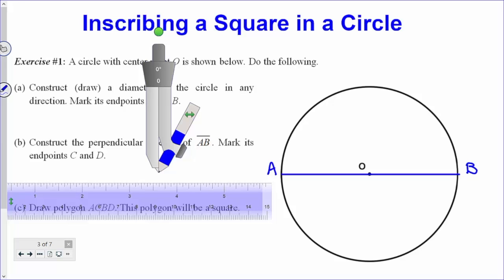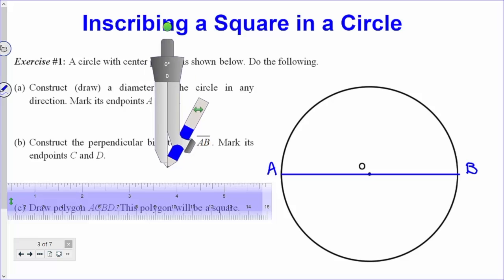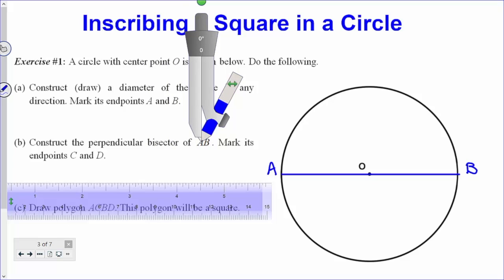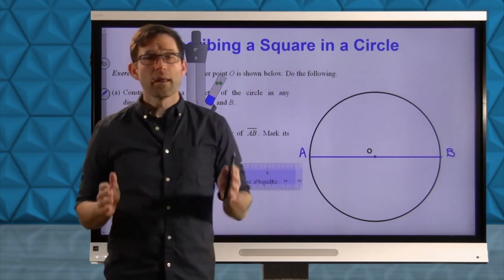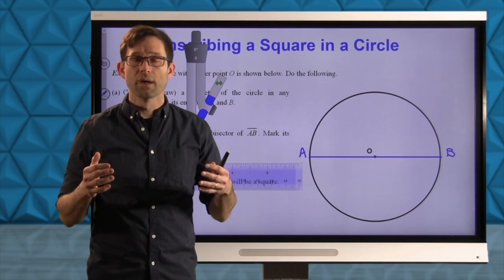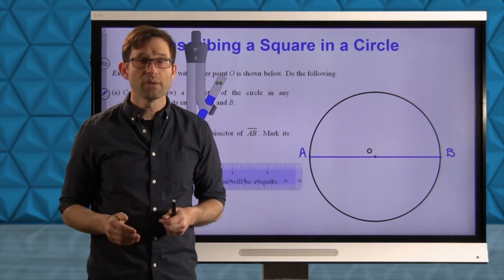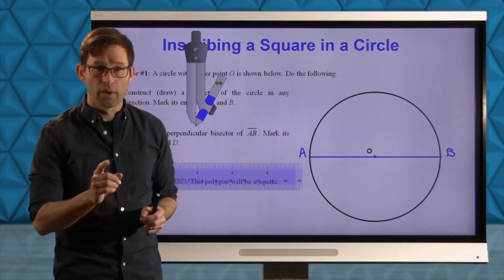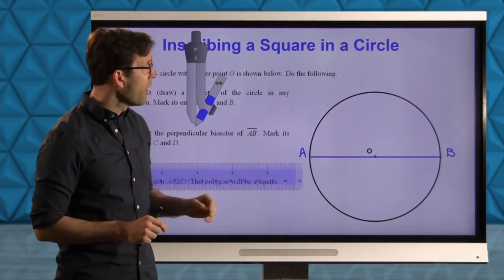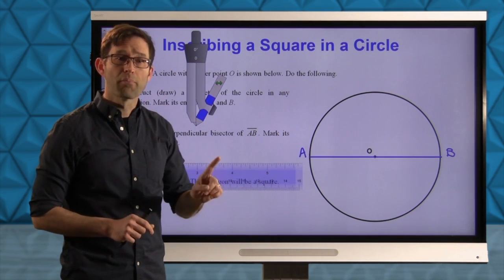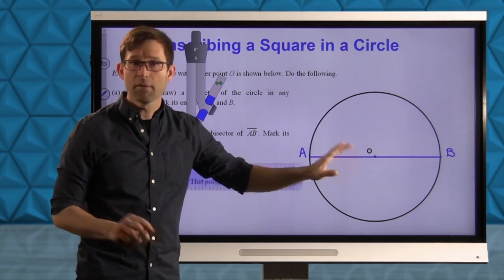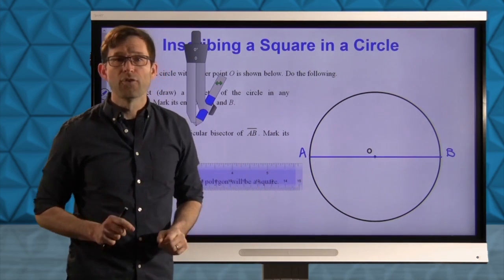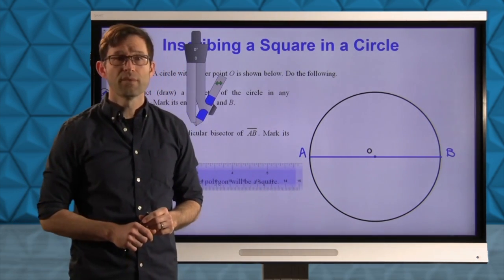All right, simple enough. So, the next part of the problem, letter B. Construct the perpendicular bisector of AB. Mark its endpoints C and D. Now the perpendicular bisector is one of those constructions that we've actually done in previous units, and we've done it time and time again in this unit. So what I'd like you to do is pause the video now and see if you can remember how to create the perpendicular bisector of segment AB. Don't worry about the circle. Just treat segment AB as if it's sitting there by itself and draw the perpendicular bisector to it. Take a few minutes.